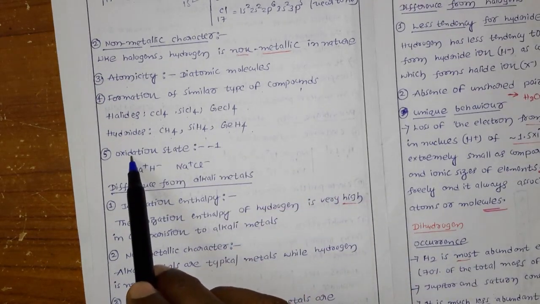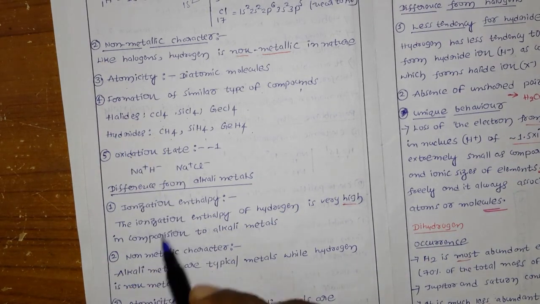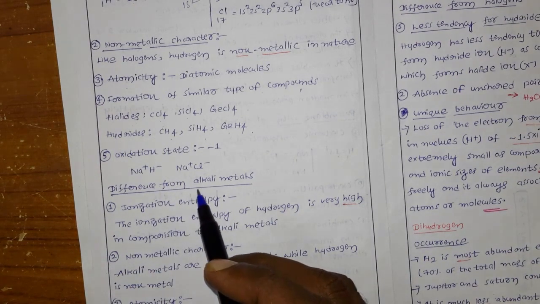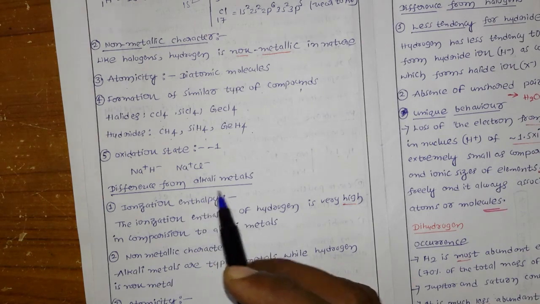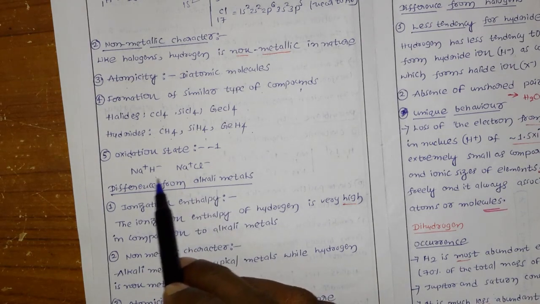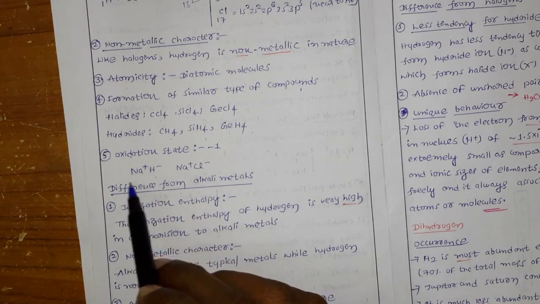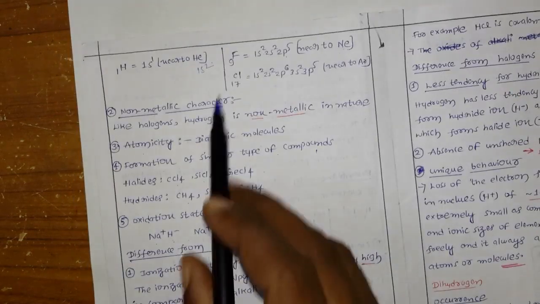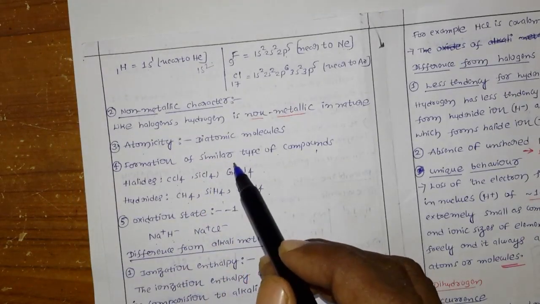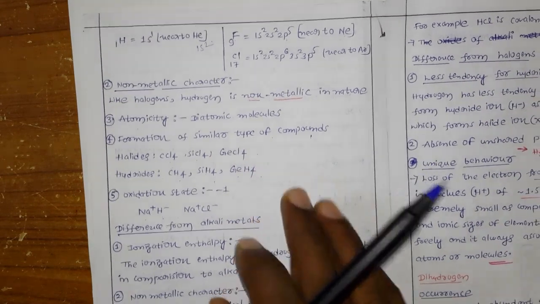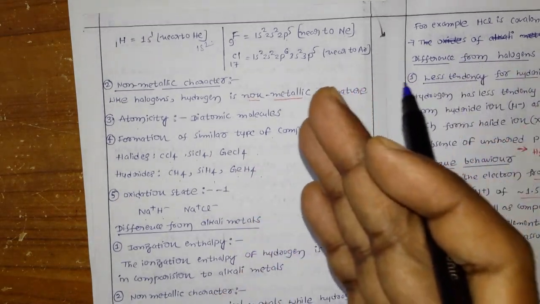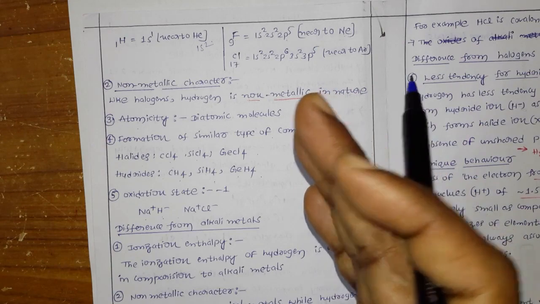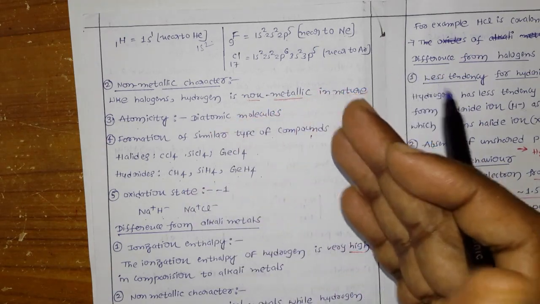Next, coming to the oxidation state. What is the general oxidation state for the halogens? It is -1. So hydrogen also forms -1 in the hydrides when it is combined with sodium. So these are the five resemblances with the halogens. That means it has some similarities with the alkali metals as well as with the halogens.